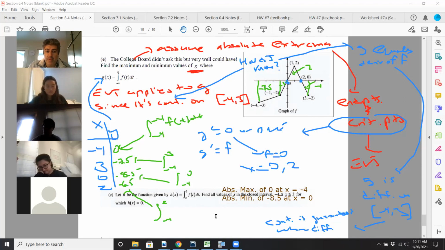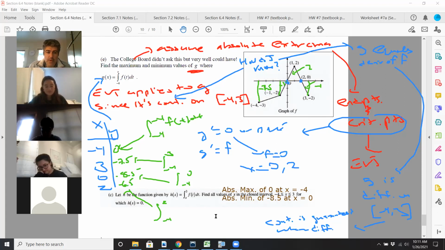So you have to really think abstractly here. Hey, G prime is f because G equals the integral of f. So G prime is f. If I want G prime to equal 0, I want f to equal 0. F equals 0 because we have the graph of f at 0 and 2. So I plug that into my G function, which is the integral of f. Again, work it out using area. And I see that the lowest is -8.5, the highest is 0.